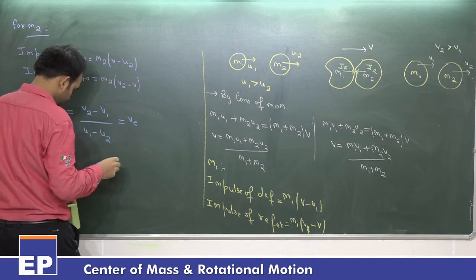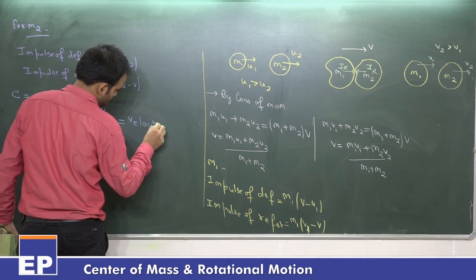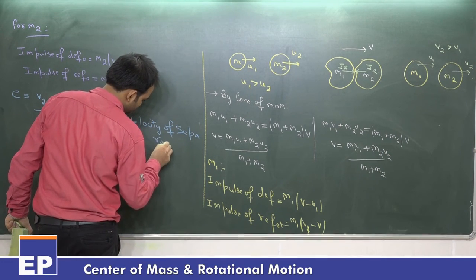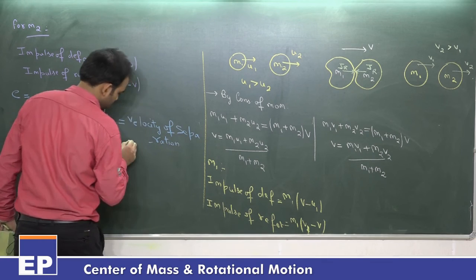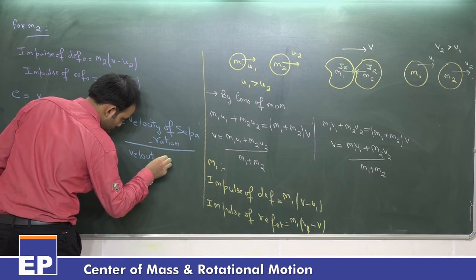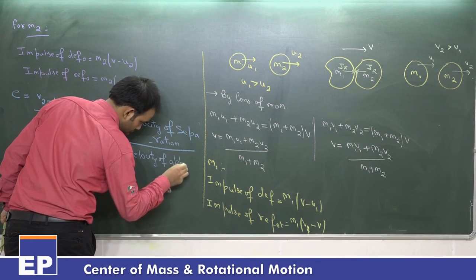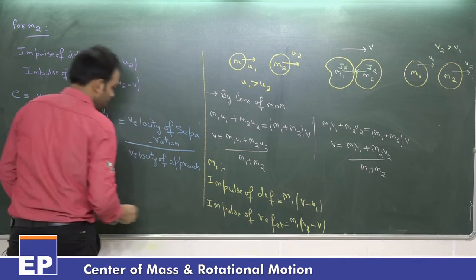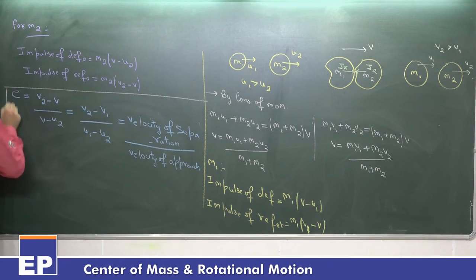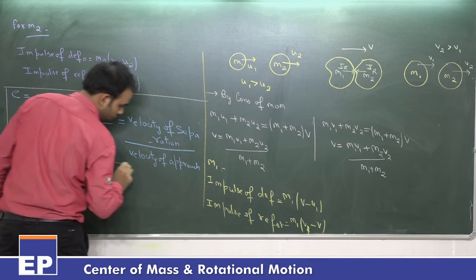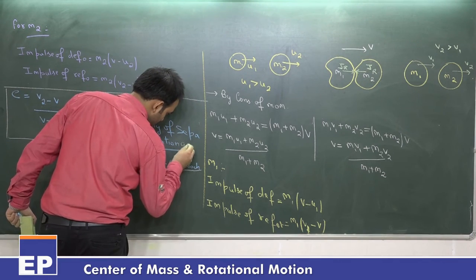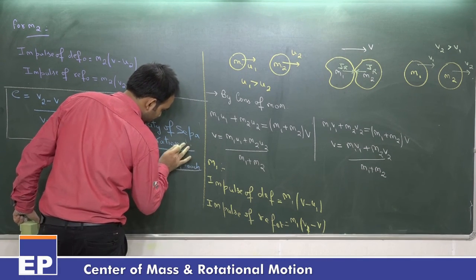velocity of separation by velocity of approach. This is called velocity of separation by velocity of approach. E, the new definition for the e, along line of impact.